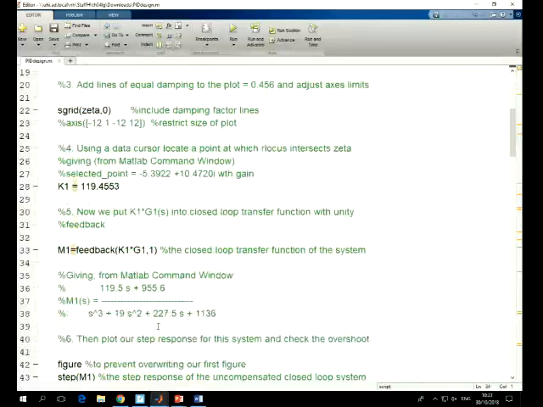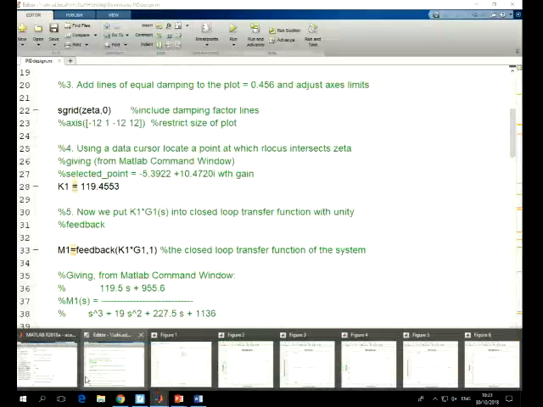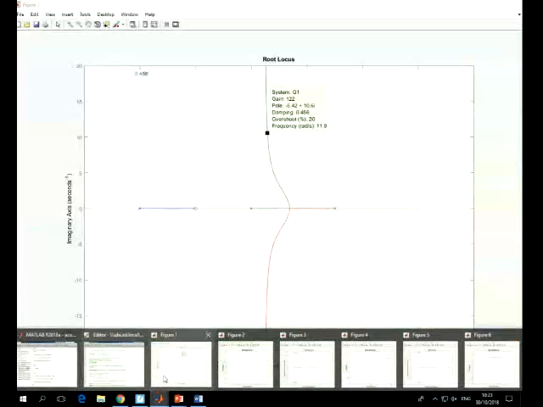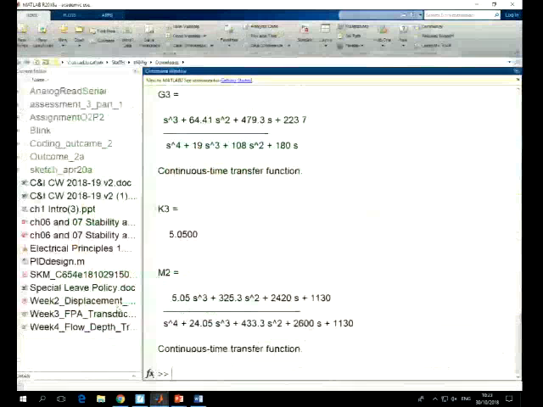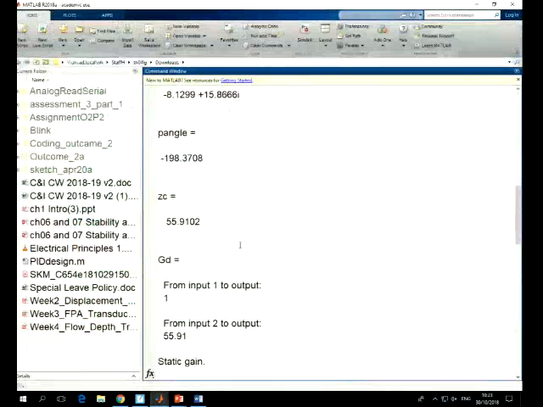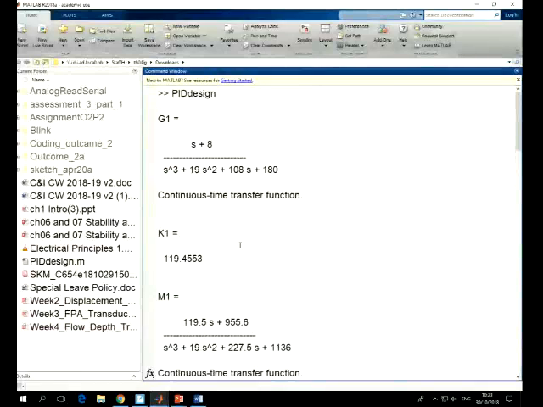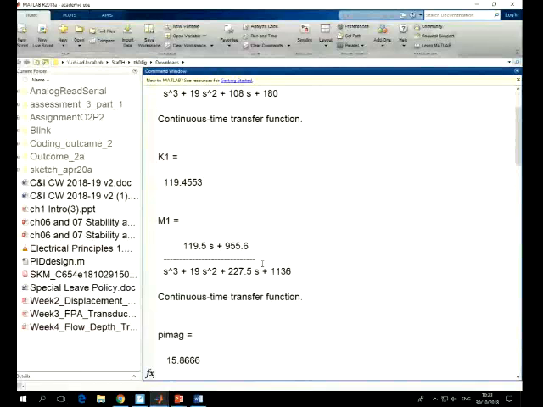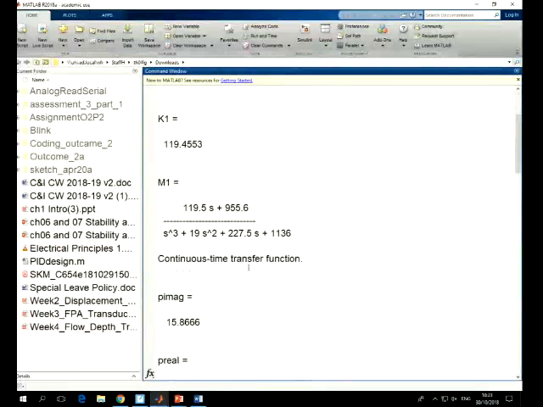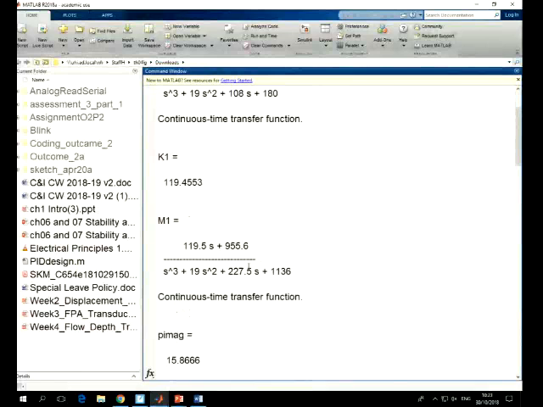And if you look at the command window, I've set the program so you can see what's going on in the command window. Command window being here. So you can see all your different transfer functions being calculated in this command window here. They're just for interest. You might want to put them into your report.